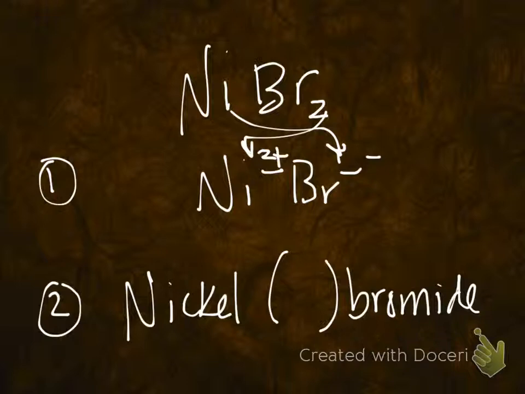Does bromine as a halogen have a 1- charge? Yeah. So that is not simplified at all. That is nickel(II) bromide. Okay.